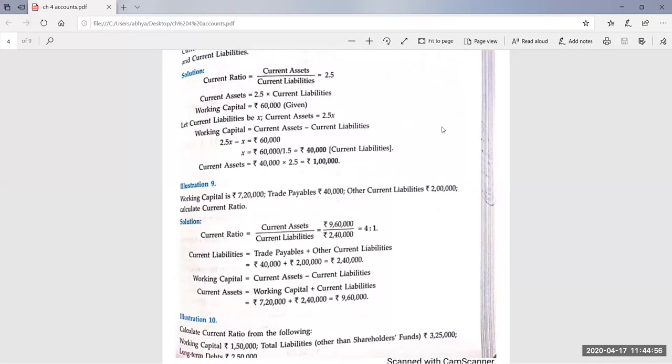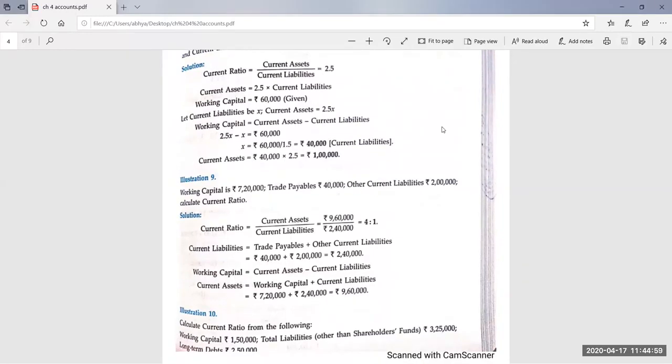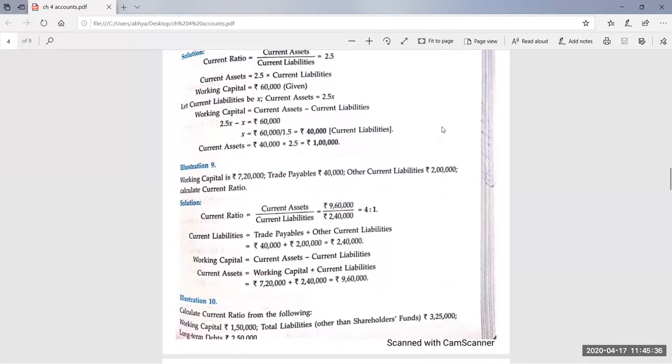Okay, one last question, students. Please try this question, everyone, to check whether you have understood the concept or not. Working capital 1,50,000. Total liabilities other than shareholder funds, which means shareholder funds are not included here. This is the total debt. Total liabilities means total debt, which means non-current liability plus current liability. That is 3,25,000. Then long-term debt is given, which is 2,50,000.